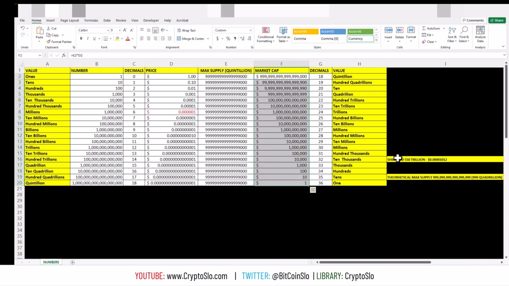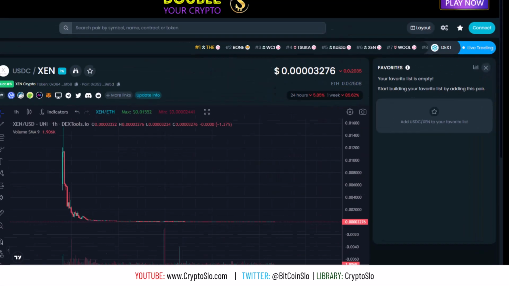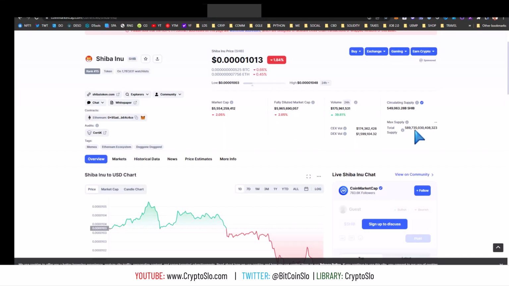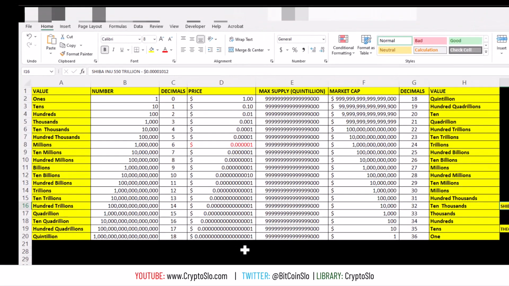Let's do a little comparison. Shiba Inu has 550 trillion coins. If we look over here at SHIB, 3, 6, 9, 12, 15 decimals, 589. Market cap is $5.5 billion, and the current price is 0.00001, so 5 zeros and a 1. That's a very successful meme coin with a lot of adoption.